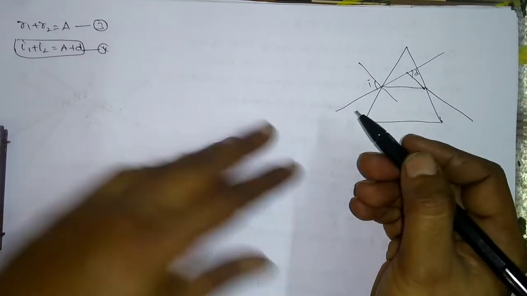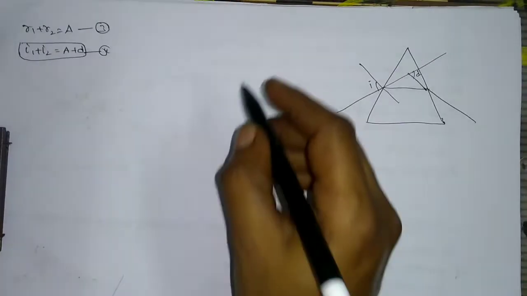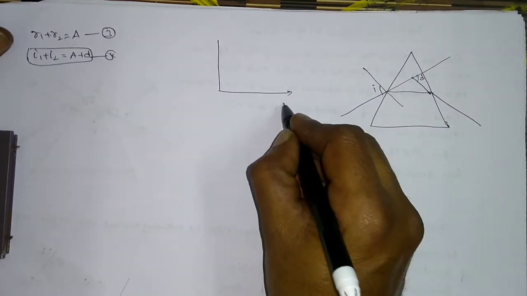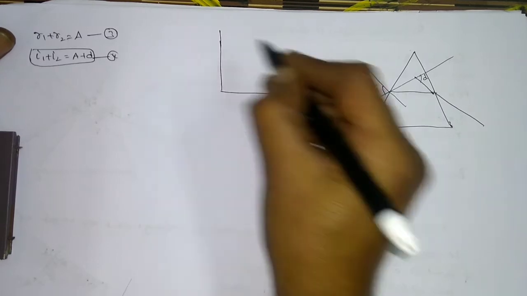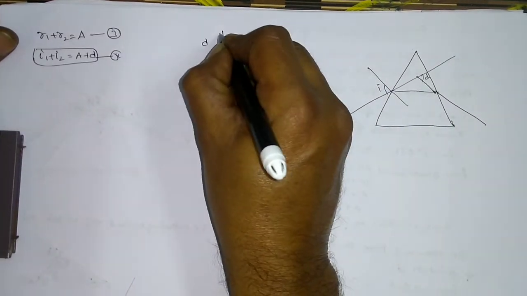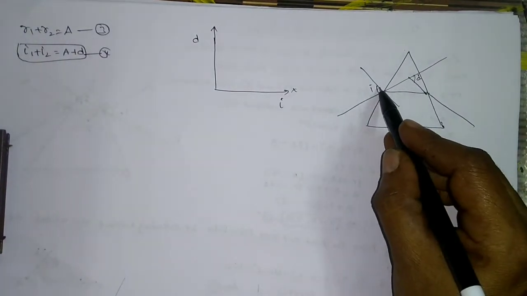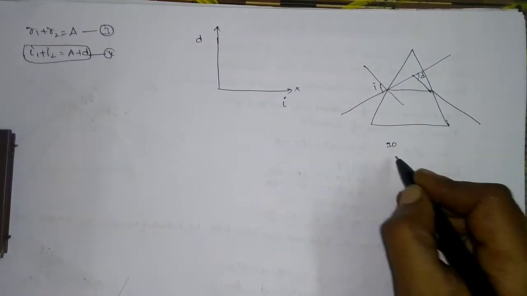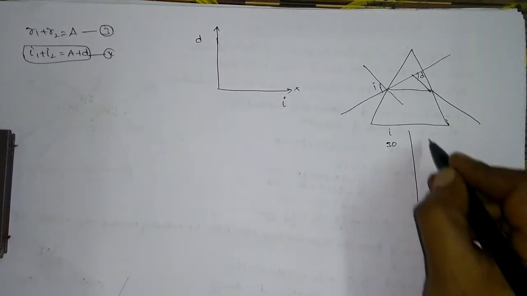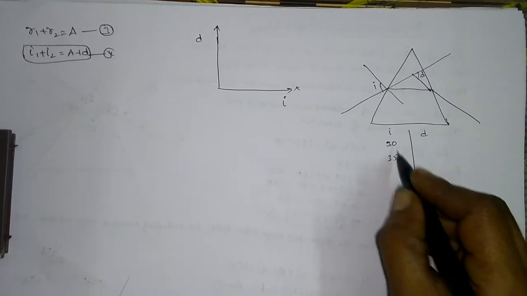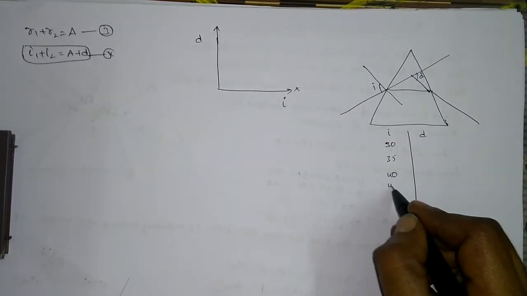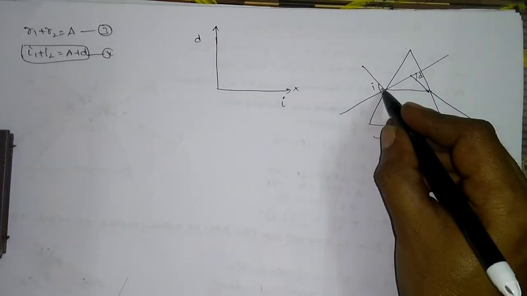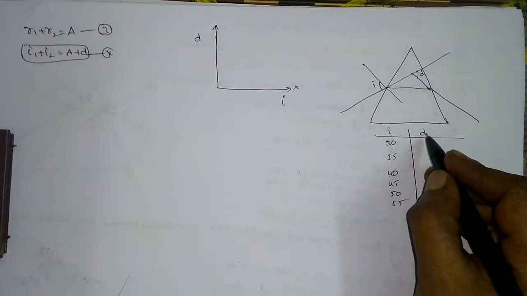How will the changes be? That can be drawn from the graph, by plotting a graph with I on the x-axis and D on the y-axis. If the angle of incidence, for example, is roughly 30 degrees, the I values are 30, 35, 40, 45, 50, 55 like this. Angles will be gradually increasing. What happened to the D value?